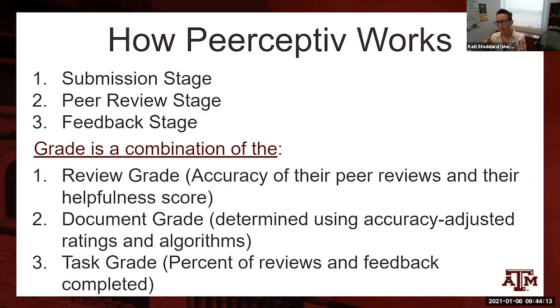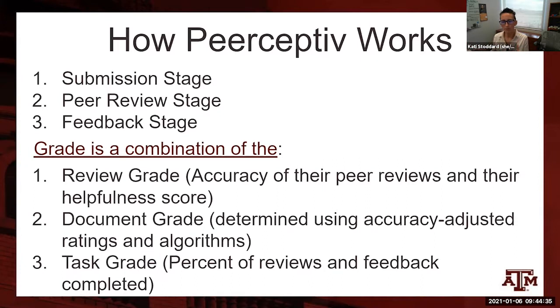Peerceptiv works in three stages. There's a submission stage. This is not different than anything you've ever done: you give students instructions for an assignment and they submit. That's the first thing that they do. And then they go into the peer review stage. You can make these stages as long as you need them to be.